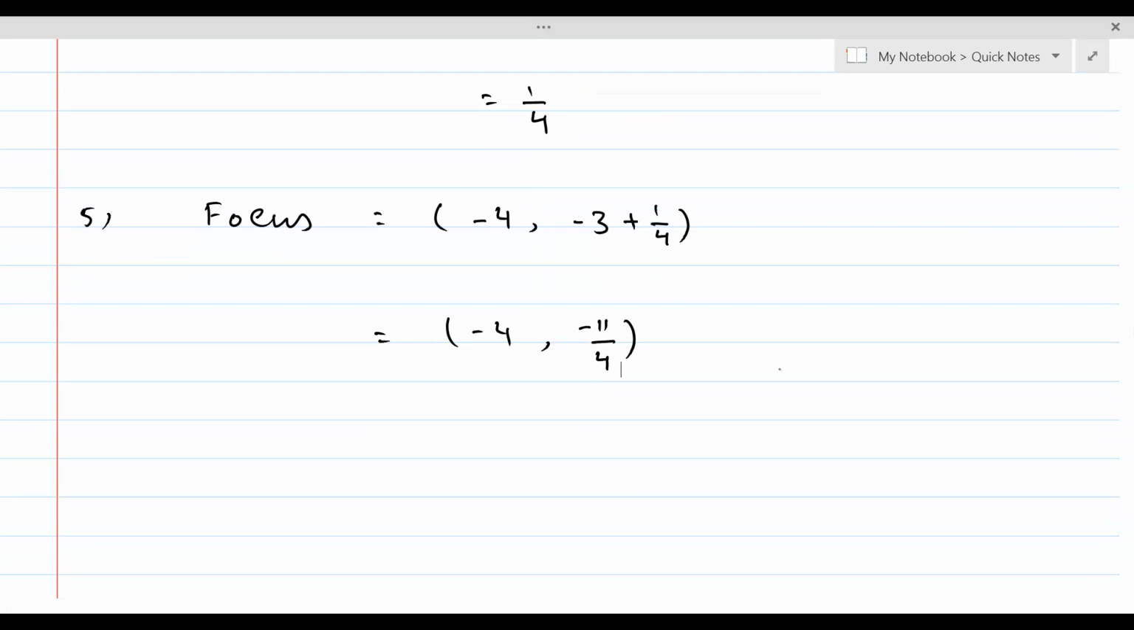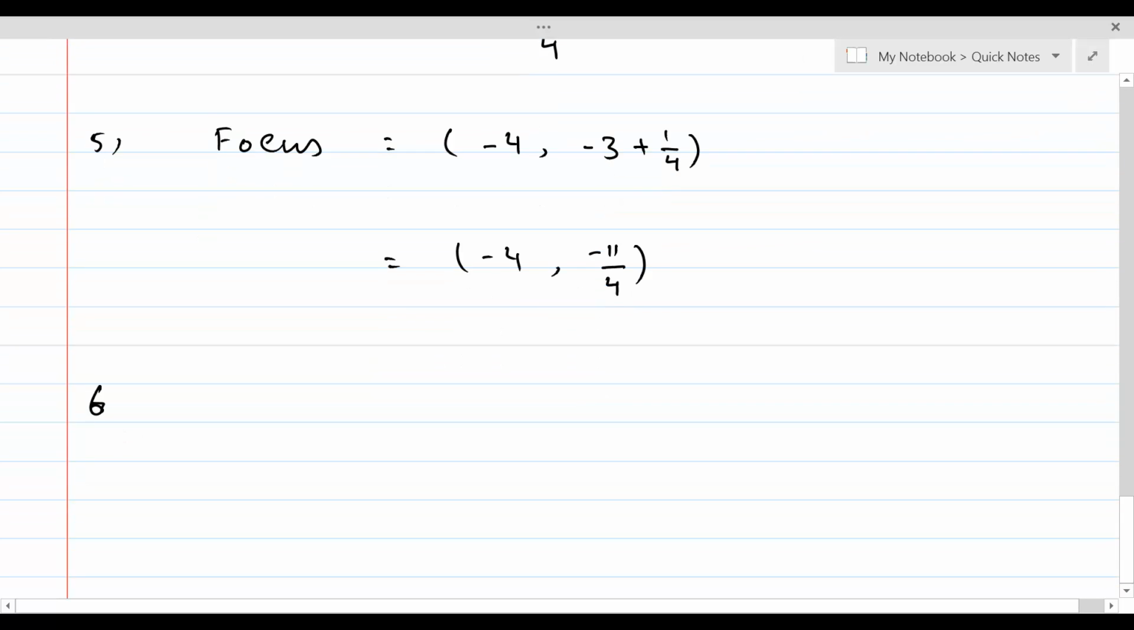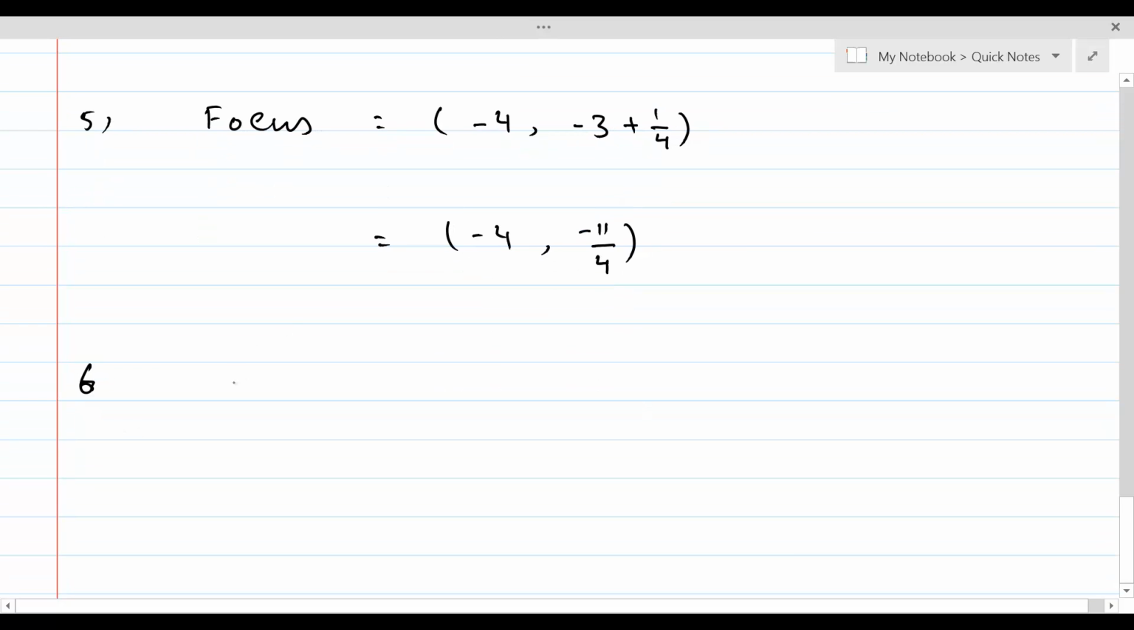And once we have achieved the value for the focus, then the sixth property, we can write the equation of latus rectum.